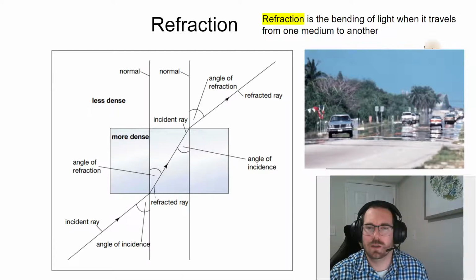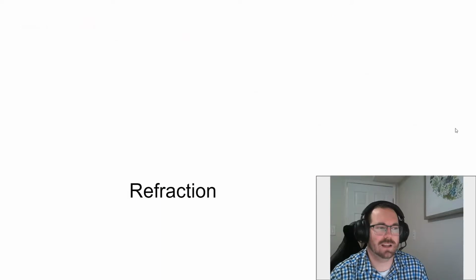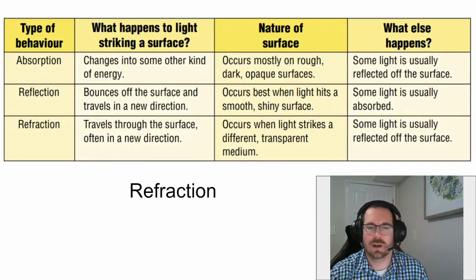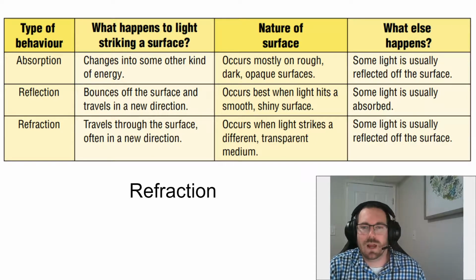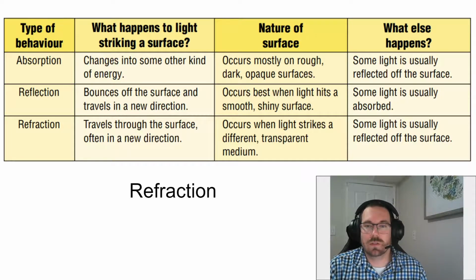So, is that all there is to light? Well, let's take a look at another chart here. It's a bit of a complex chart, and so let me unpack it for you. This talks about what happens to light when it strikes different surfaces. Sometimes all three behaviors could happen at once.